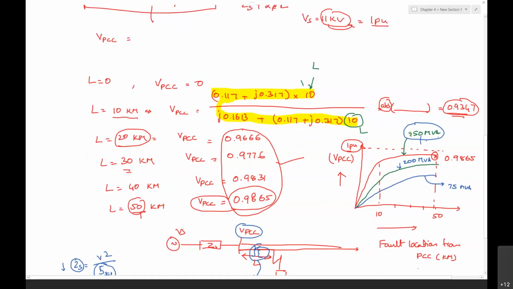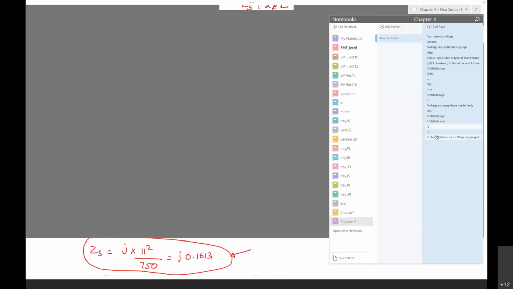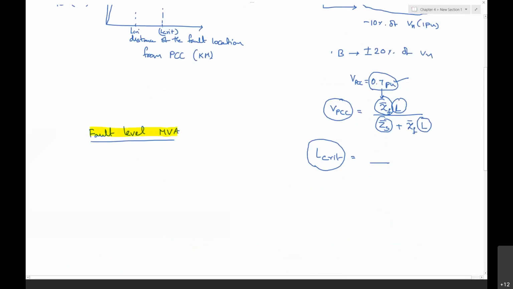This is about the source MVA. For the different source MVA, we have seen how it influences the point of common coupling voltage during the fault. Now we try to see how it depends upon the fault level MVA. It depends upon the fault level.